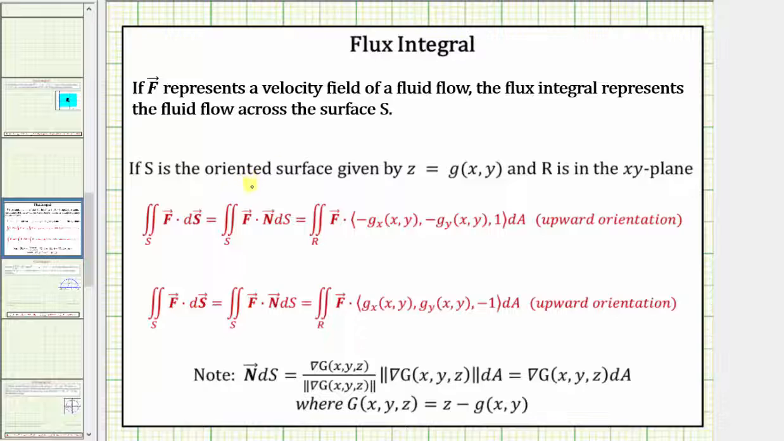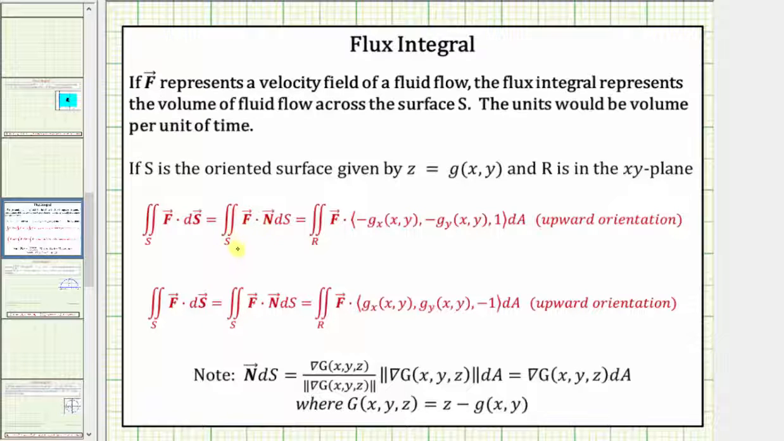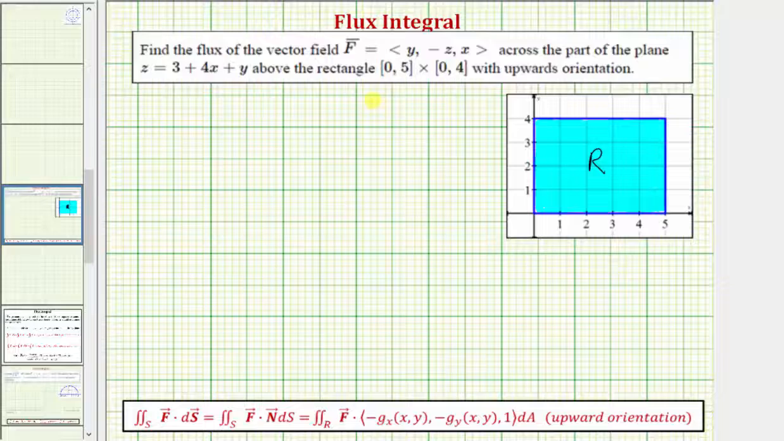So if S is the oriented surface given by z equals g of x comma y, and R is the region in the xy plane, for an upward orientation, here's the formula we use for the flux integral. We'll notice how these first two double integrals we're integrating over the surface S, and this last double integral, which we'll use to evaluate the flux integral, we're integrating over the region R in the xy plane. So before we set this up though, let's look at this graphically.